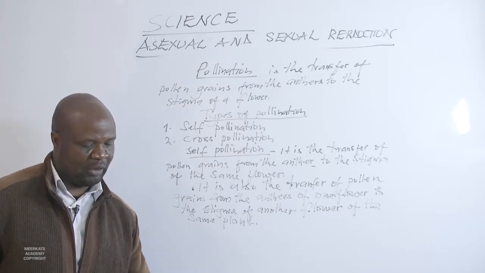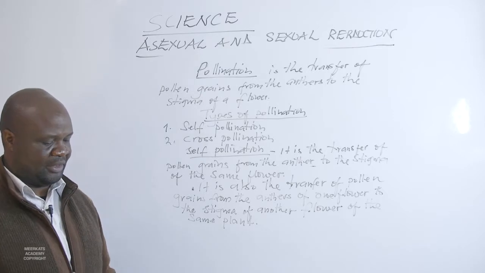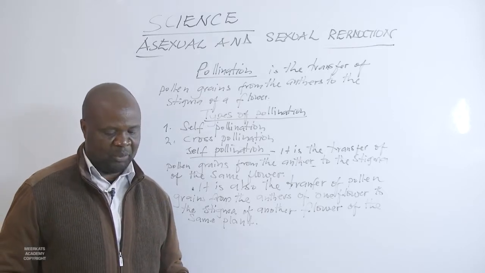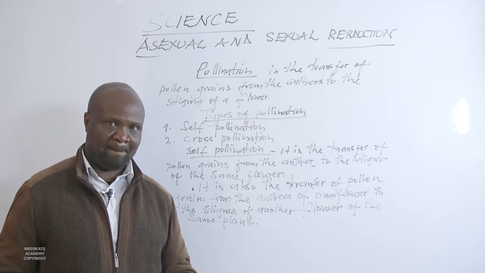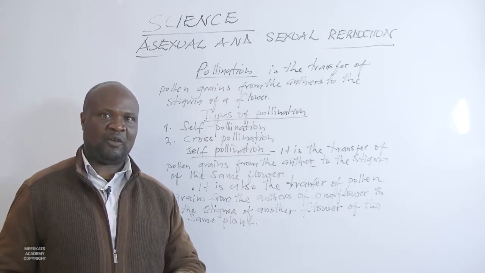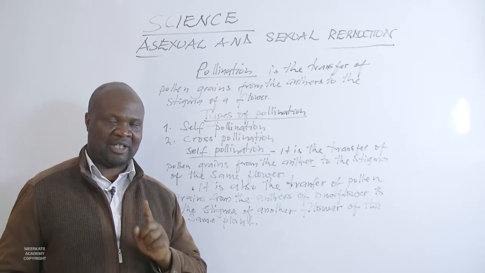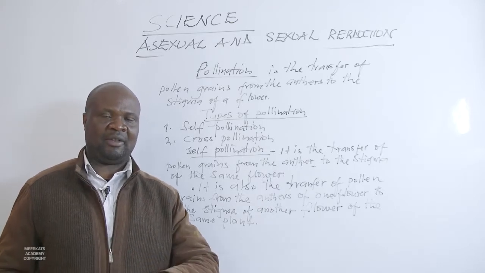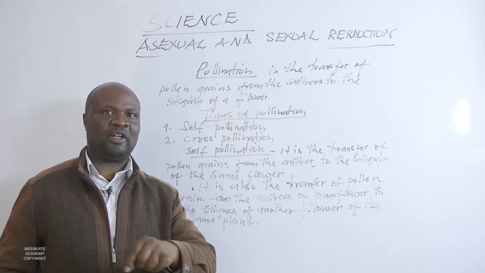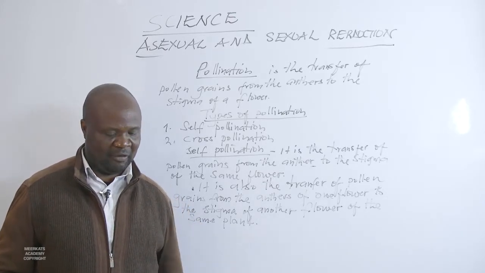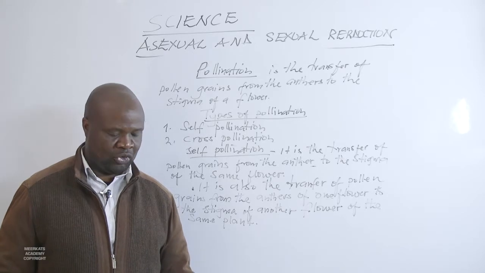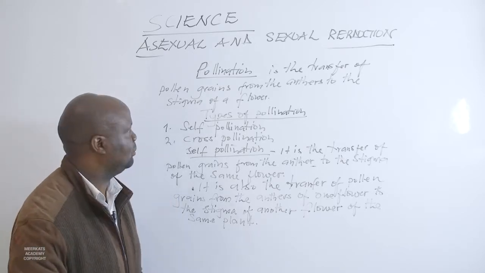So what we have tried to explain there is self-pollination, where pollination takes place within the same flower, or maybe between flowers of the same plant. One plant has many flowers, and if the pollen grain from the anthers of any flower moves to another flower within the same plant, that is self-pollination. What about cross-pollination?